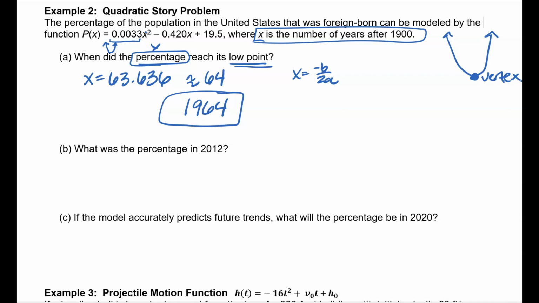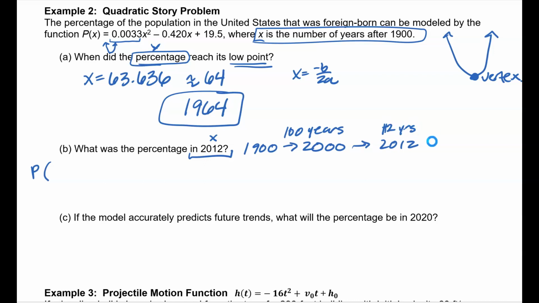The next question is, what's the percentage in 2012? So this time you're given the year, you're given X and you're asked for Y. And so you could plug this into the equation. And so you could find, well, what is P of 2012? I don't want to write in 2012 though, because the years start at 1900. So you have to figure out how many years after 1900 is 2012. Well, from 1900 to 2000, that would be 100 years. And then we want 2012, so that'd be another 12 years. So total, we're looking at 112 years altogether.